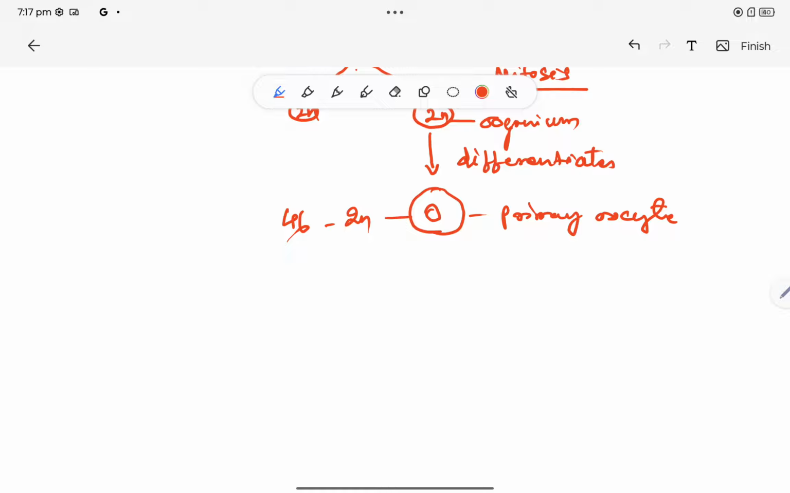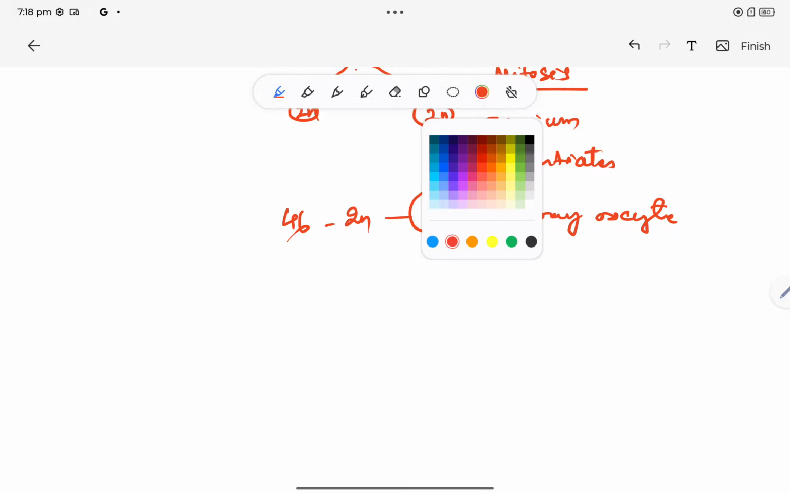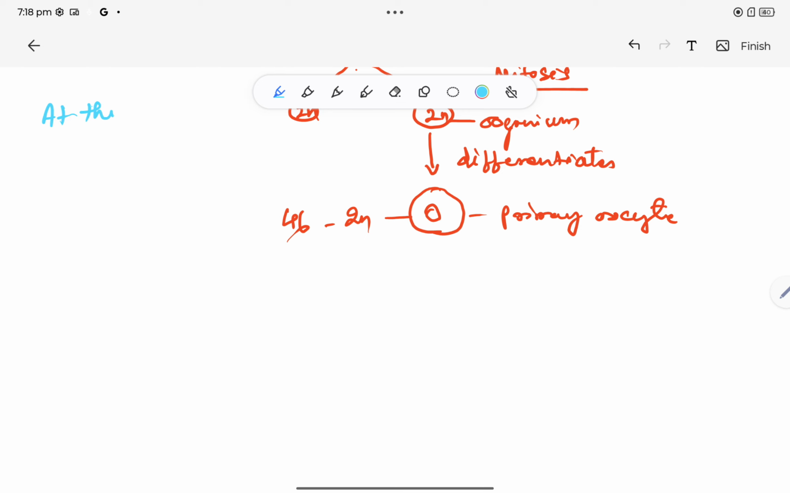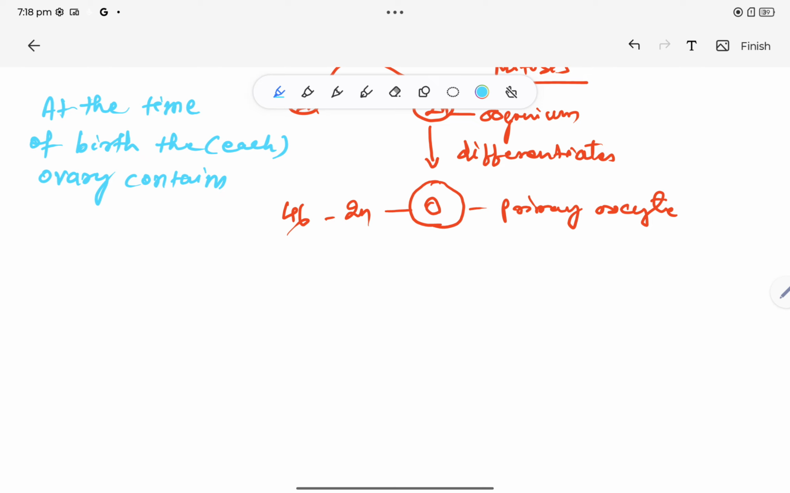So at the time of birth, please note it down, each ovary contains millions of gamete mother cells. Okay, millions of gamete mother cells.